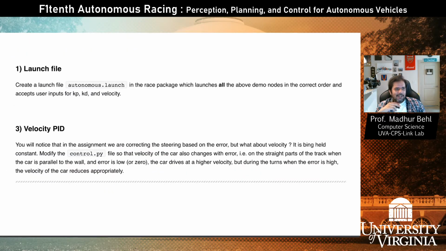And on top of that, you will create a launch file called autonomous.launch, which will launch all of these nodes in sequence in the correct order. And it will also ask for the user inputs for the proportional, derivative and integral gain, and also the constant velocity input as well.